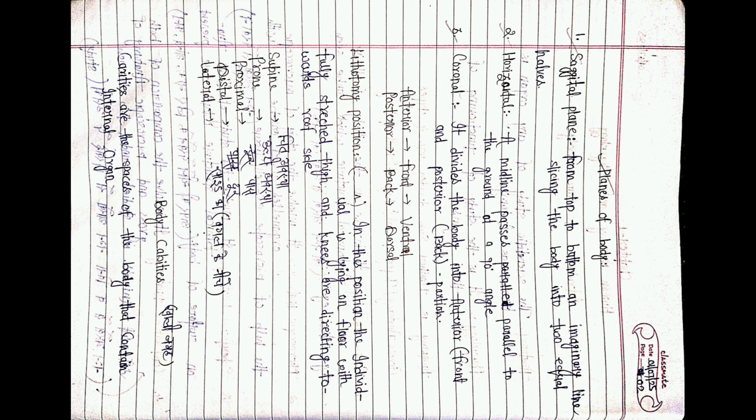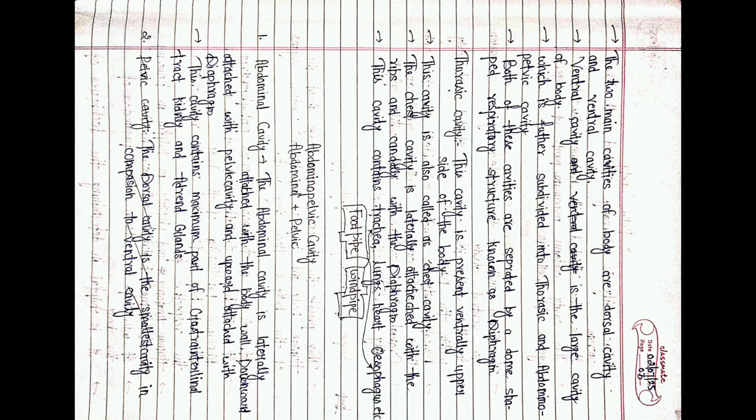Body cavities. Cavities are the spaces of the body that contain internal organs. The 2 main cavities of the body are the dorsal cavity and the ventral cavity. Ventral cavity is the largest cavity of the body, which is further subdivided into thoracic and abdominopelvic cavity. Both of these cavities are separated by a dome-shaped respiratory structure known as the diaphragm.